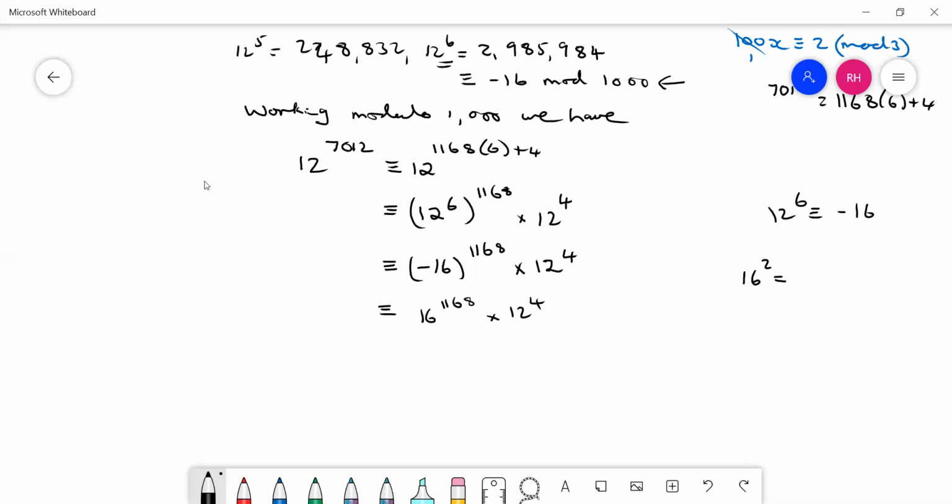16. Yeah, 256. So that's not really that close to 1,000. 16 cubed, 4096. Oh, that's not bad. I'll take that. Because that's just 96.